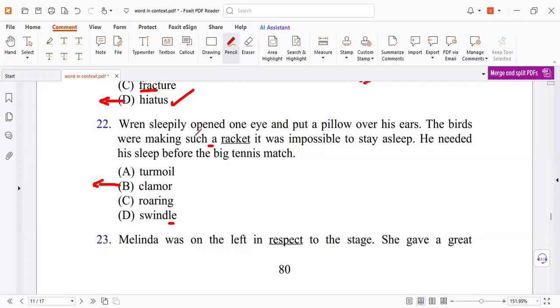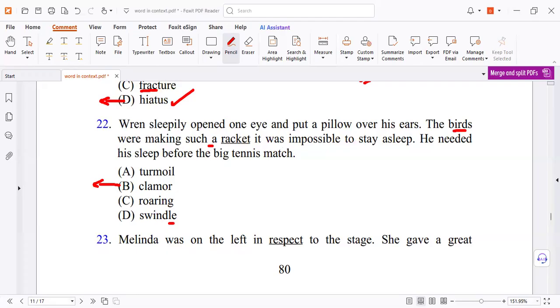Friend sleepily opened his eyes and put the pillow over his ears. Okay. The birds were making such what? And that makes it impossible to stay asleep. So it means that birds make noise. And clamor means big noise. You can check. Yes, birds. As you know, sometimes the birds in the morning, or if you have a garden for them.